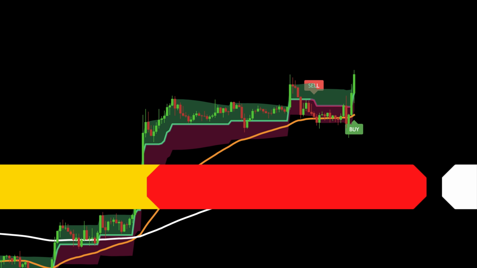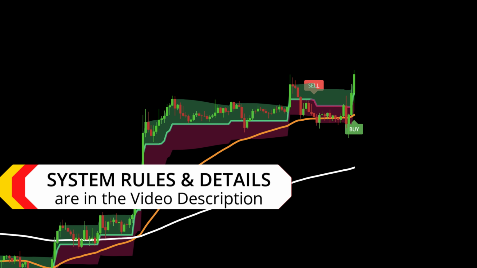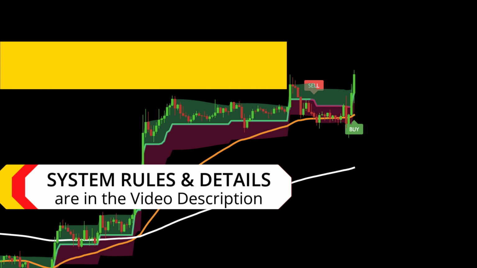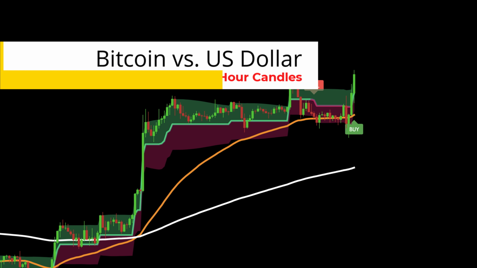Let's go over entry criteria and review some examples. As always, system rules and details are listed in the description below. This chart is Bitcoin versus the US dollar, 1 hour Japanese candlesticks.